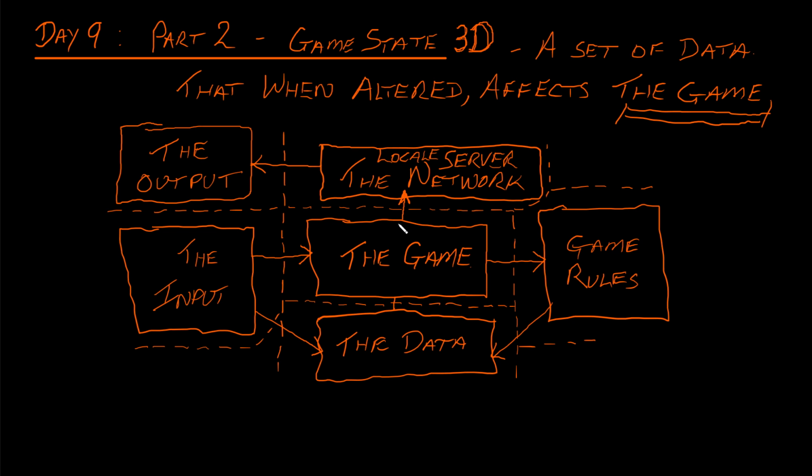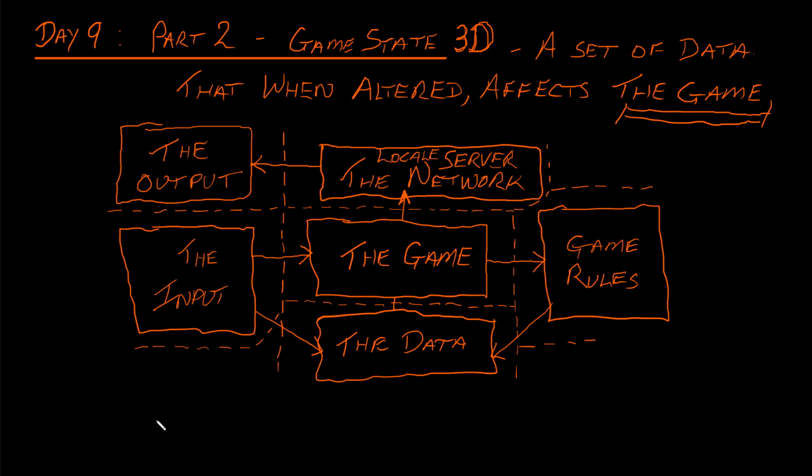That I still don't like. So can we get the data to the network and then the output bypassing the game? That's interesting. It's an interesting thought. Let's just think about that for a second. So if the input can alter the data, the game can't alter the data. The game rules can.